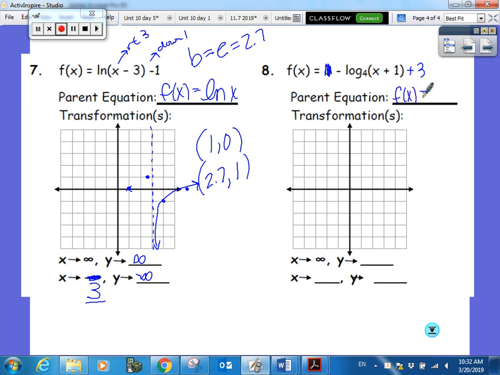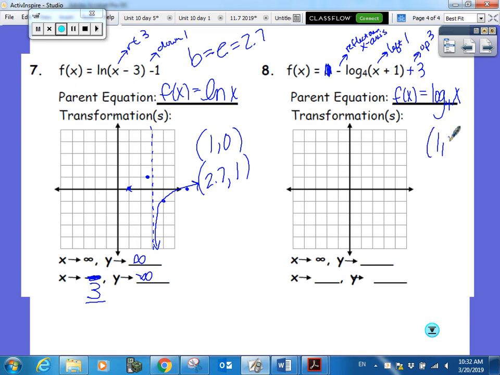So our parent equation is f of x equals log base 4 of x. Again, that's just our parent equation. Log or natural log doesn't have any of the transformations. It just includes the base that's given. Our transformations, PEMDAS, parentheses. So left 1. Exponents, there aren't any. Multiply, there's a multiply, so that's a reflect over x-axis, and then up 3. Again, very important that we follow them in that order on this one.